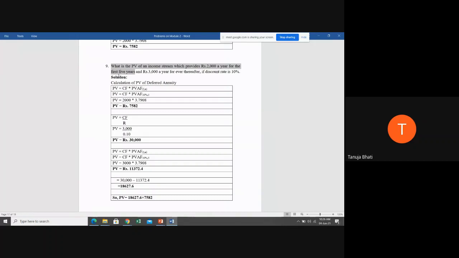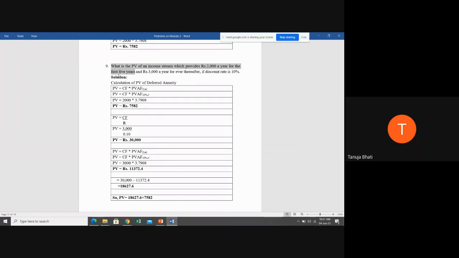So for deferred annuity, students, what is the formula for present value? Cash flow into present value annuity factor. Very good. How do you calculate, or how do you determine, the value under the present value annuity factor? By using I and N.